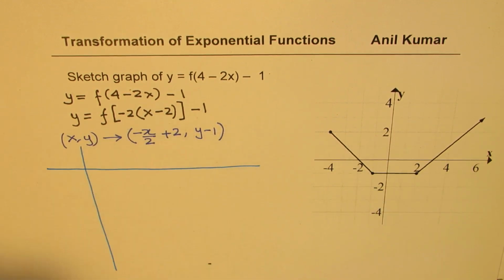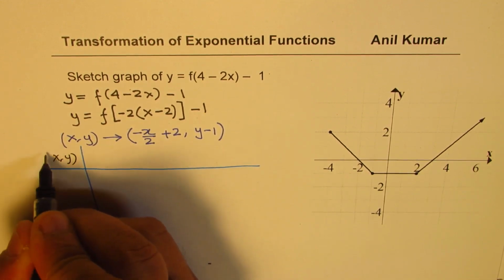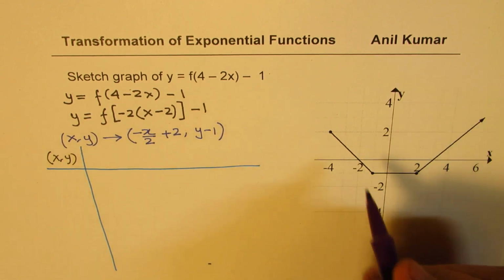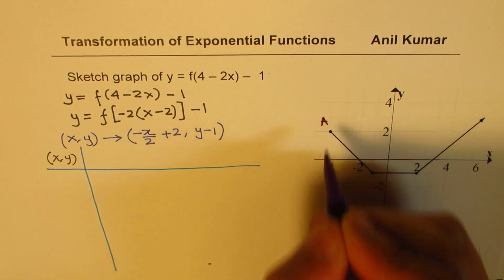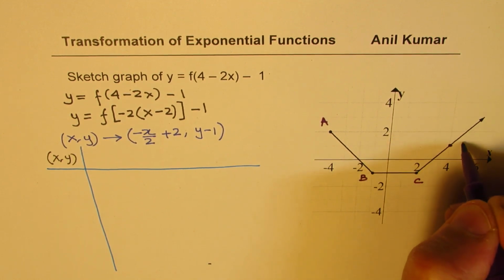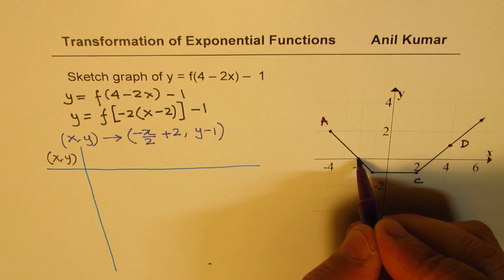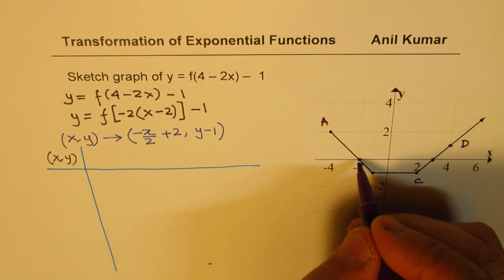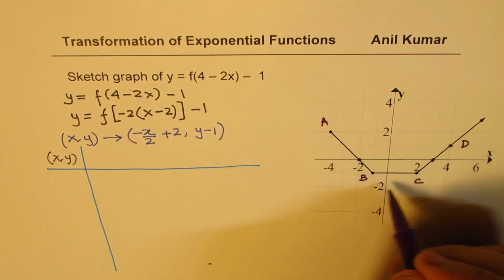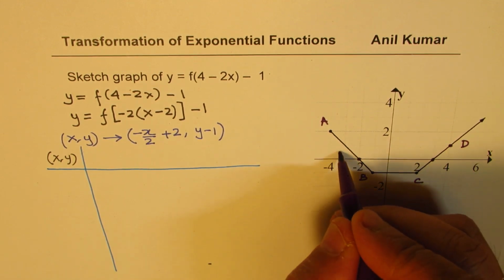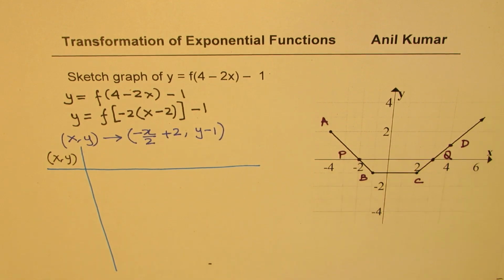So writing x, y points, and for each we'll write down the transformed points. In our graph, the good points to take are those which are mentioned here. Let's say this is point A, this is B, then we have C. We can mark a point here D and then extend, right? These x-intercepts are also good points to take. Let me call them P and Q. I don't want to take too many points, anyway, we could take this P and Q also.